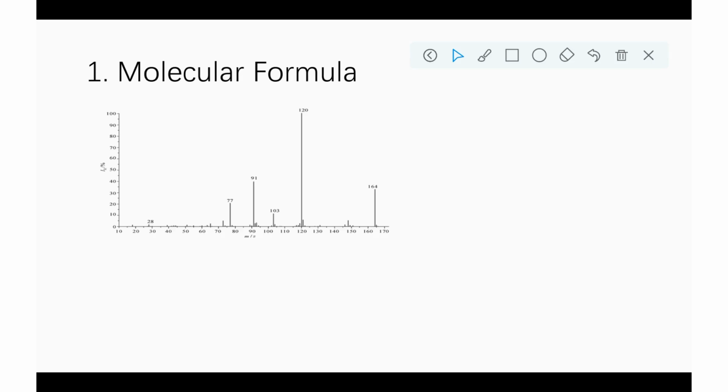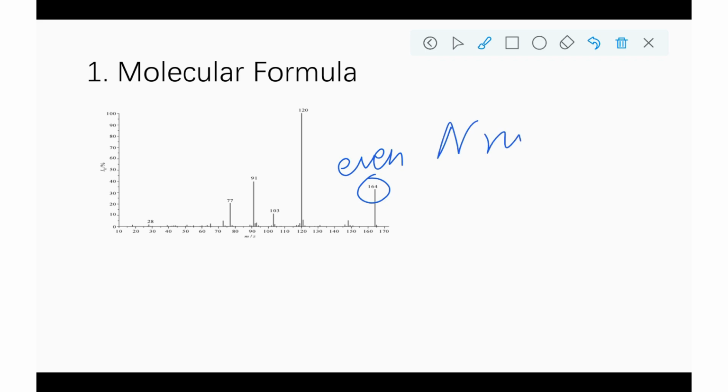So from our mass spectrum, we can spot the molecular ion peak here, which is 164. And this is an even number. So by the nitrogen rule, it can tell us our formula has either 0 nitrogen atoms or an even number of nitrogen atoms.